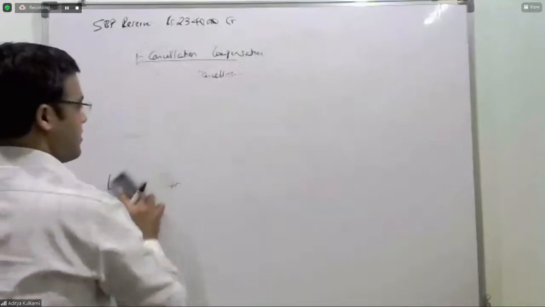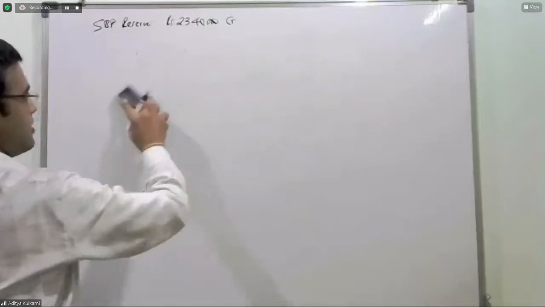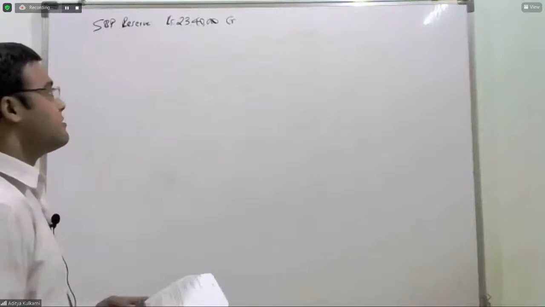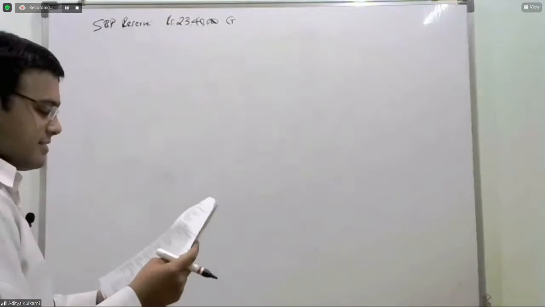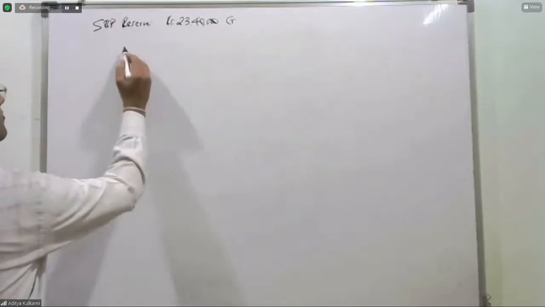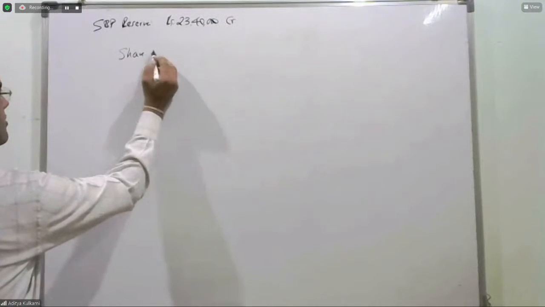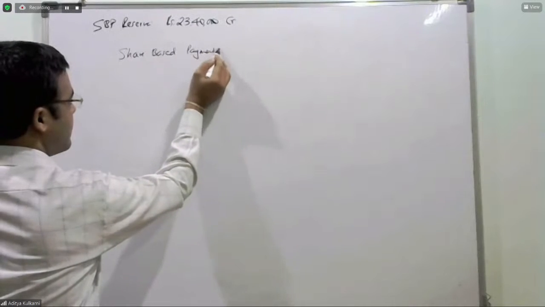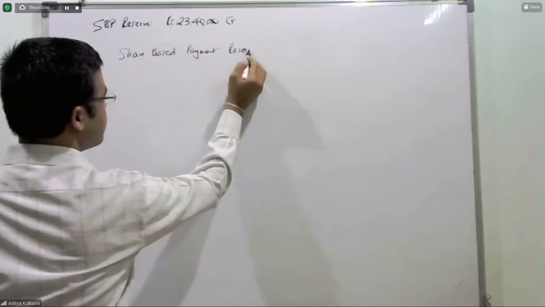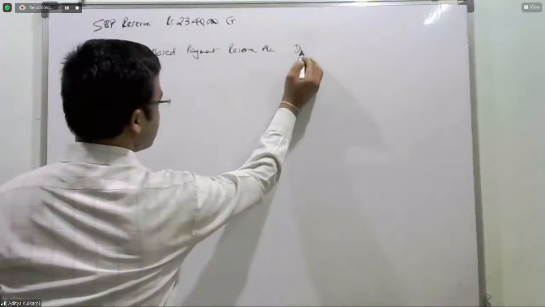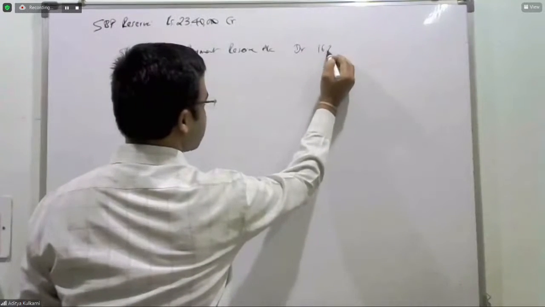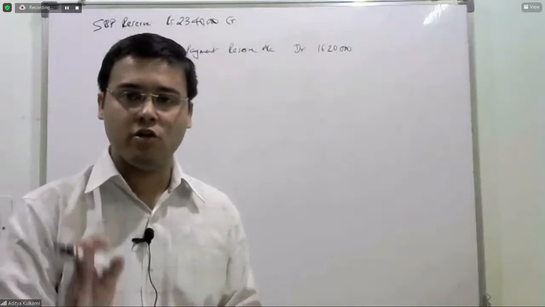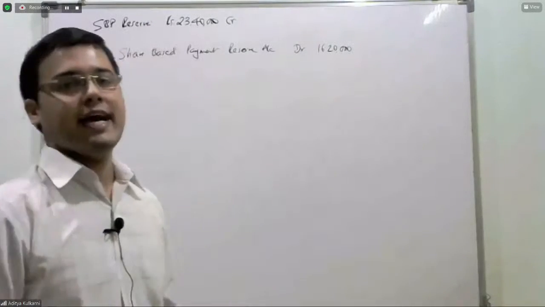Now, the journal entry. First 2 years journal entry, you know. I don't have to tell that to you. The next period journal entries on cancellation, what you will pass? Share-based payment reserve account debit. How much? 16 lakh 20,000. This is the fair value of the options worth which you are cancelling.